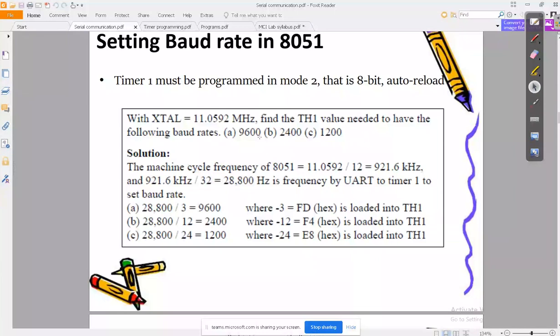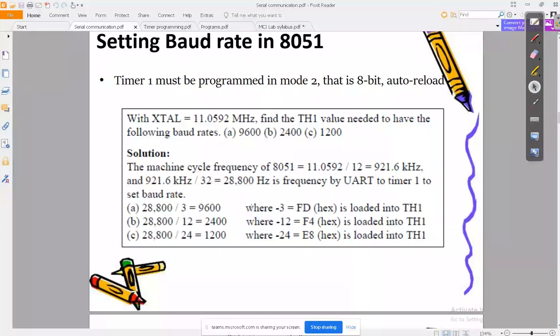That is nothing but either you can use 9,600 baud rate or 2,400 baud rate or 1,200 baud rate. So I want to use 9,600 baud rate, means how many times I have to divide this frequency. 3 times I have to divide the frequency, then I will get 9,600 baud rate.